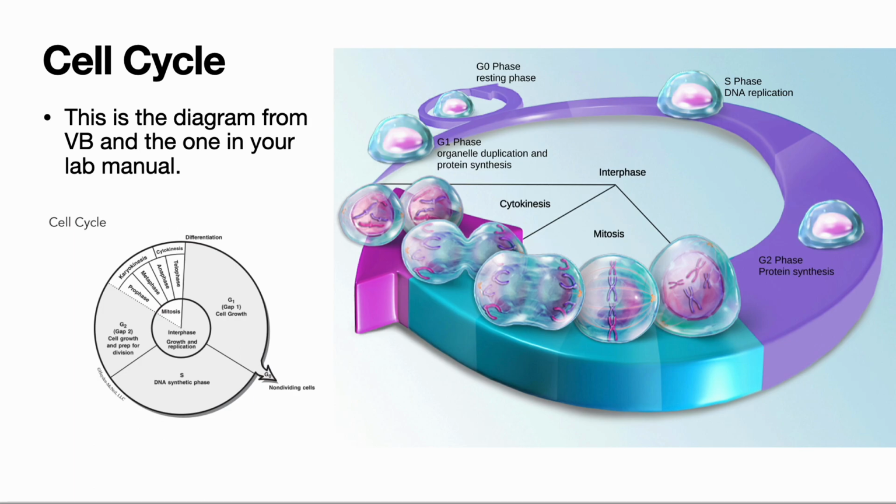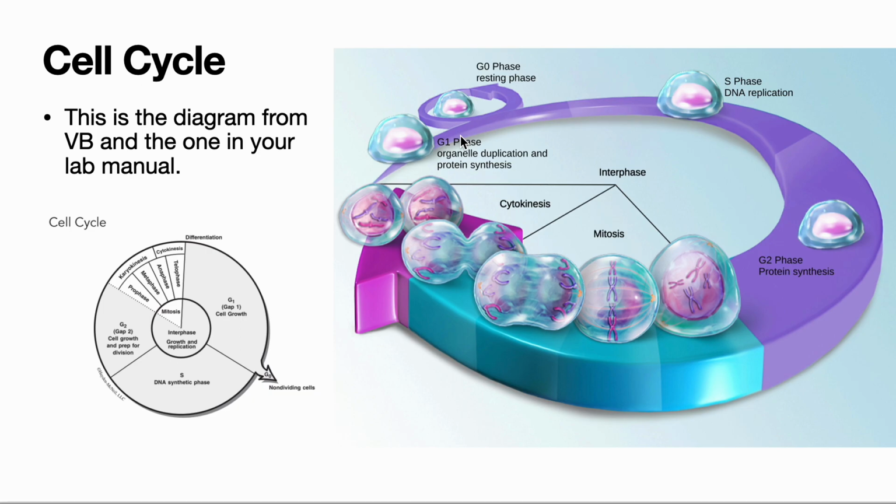Okay, for the cell cycle, I popped in the diagram from Visible Body here, which is very pretty. And then there's also the cell cycle diagram that's in your lab manual. I would suggest that in your lab manual, you go ahead and take notes in the space around this diagram, indicating what's happening in each of these major stages or phases of the cell cycle.